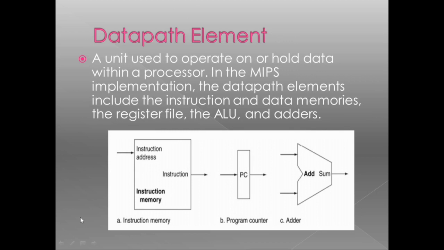So data path elements. What are the elements used to build a data path? Three elements are required to build a data path. One is instruction memory and program counter, which is a kind of register. Afterwards, the adder. The instruction is sent to the instruction memory. Afterwards, the instruction memory sends the data to the program counter. Then the program counter sends the instruction to the adder for arithmetic logical unit operation. So these are the main elements to build a data path.